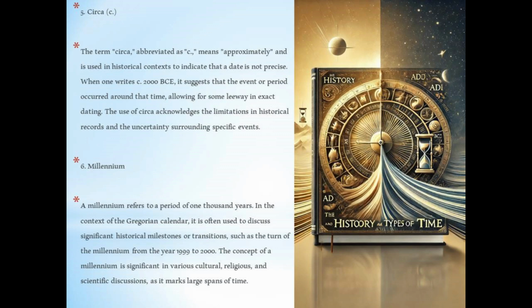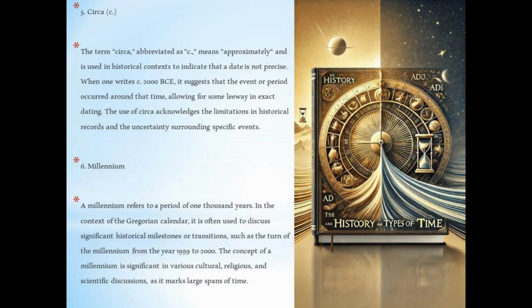Number 5, Circa, C. The term circa, abbreviated as C., means approximately and is used in historical contexts to indicate that a date is not precise. When one writes C. 2000 BCE, it suggests that the event or period occurred around that time, allowing for some leeway in exact dating. The use of circa acknowledges the limitations in historical records and the uncertainty surrounding specific events.